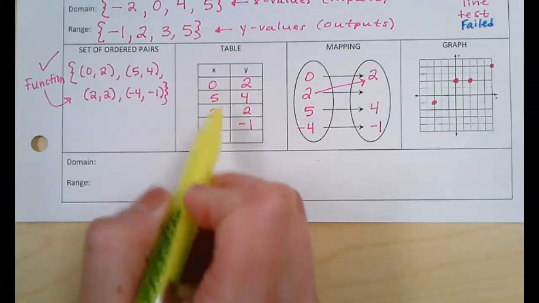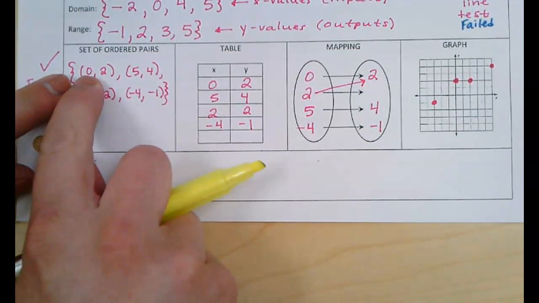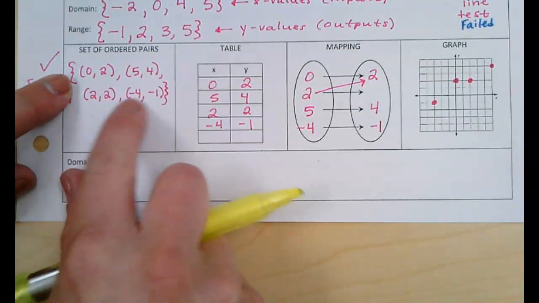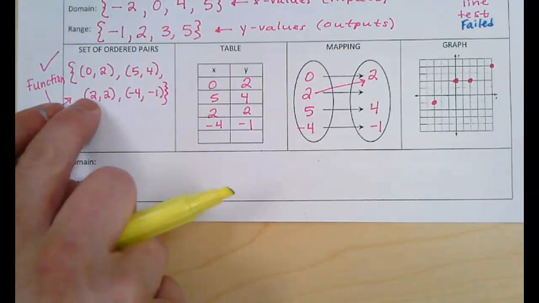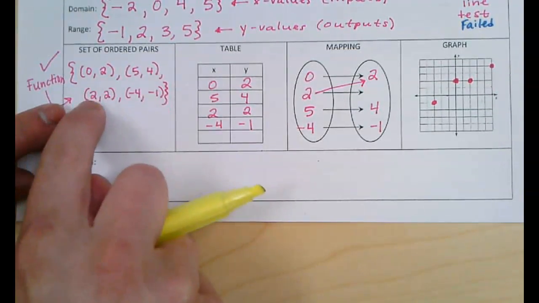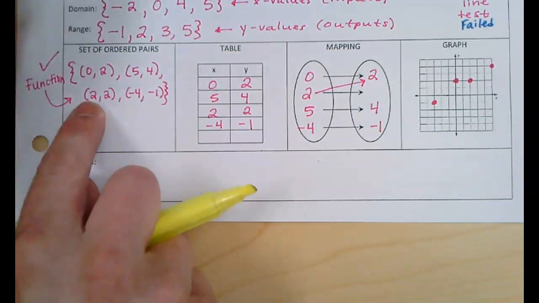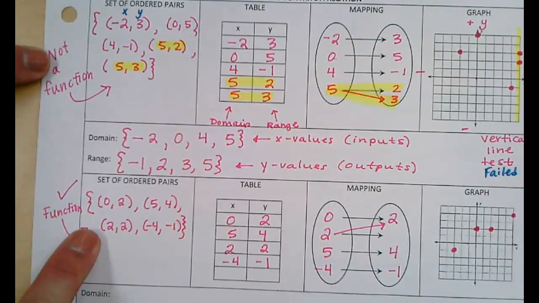And same with checking your table or your ordered pairs. You are checking to make sure your inputs are not mapped out to two different outputs. So 0, there's no other 0 input. 5, there's no other 5 input. 2, there's no other 2 input. And -4, there's no other -4 input. So that's what you're looking for on whether it is a function or not a function.